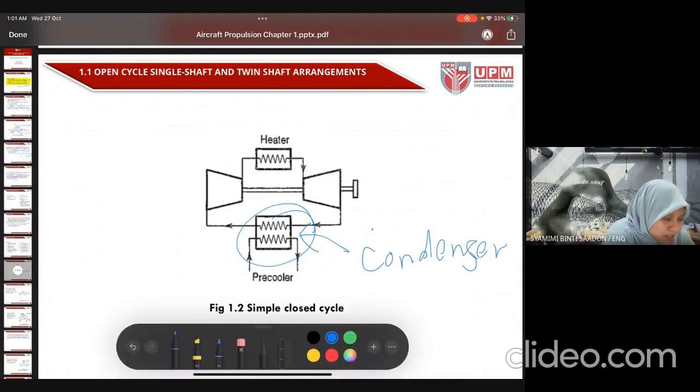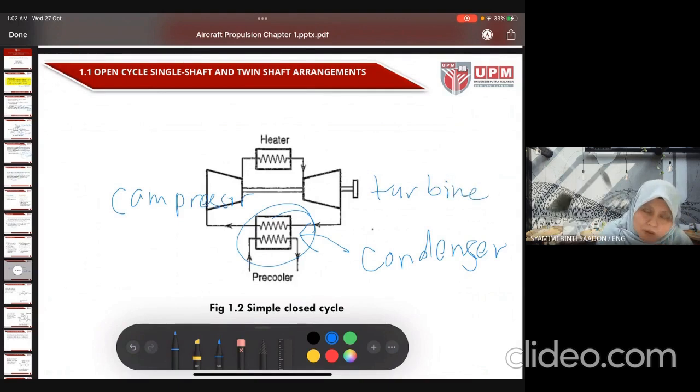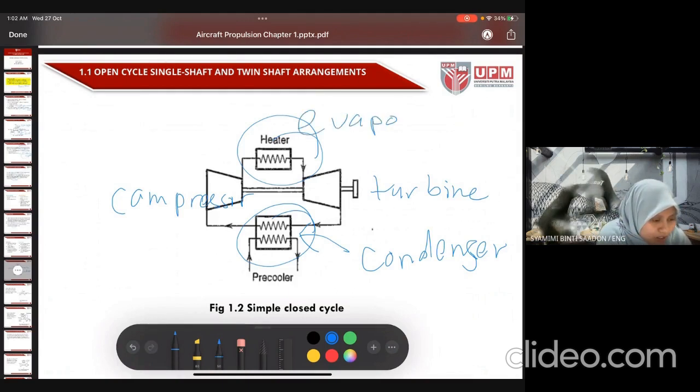So this one is a compressor, as usual. This is the turbine and generator. For a power plant, normally here it is not a combustion chamber, but an evaporator or boiler. For a power plant we don't use a combustion chamber here, but we use an evaporator or boiler.